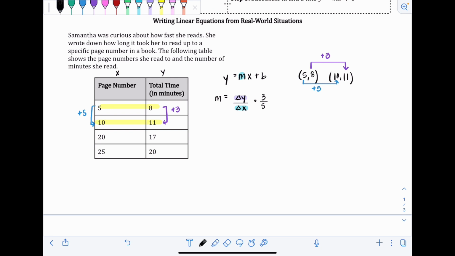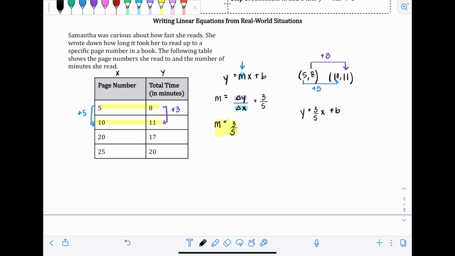Okay, so now we have what the slope or the rate of change is, which is 3/5. So the next step is to take that 3/5 and put it into y equals mx plus b where m is. So it'll be y equals, instead of m, I'm going to put 3/5 there. And then x plus b.